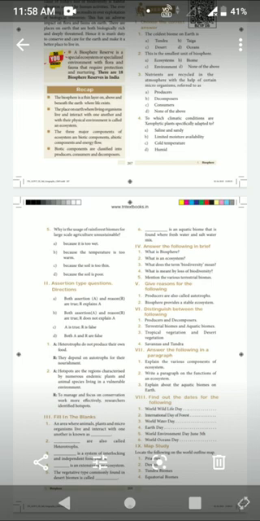Next one. Why is the usage of rainforest biomes for large-scale agriculture unsustainable? That is because the soil is poor.